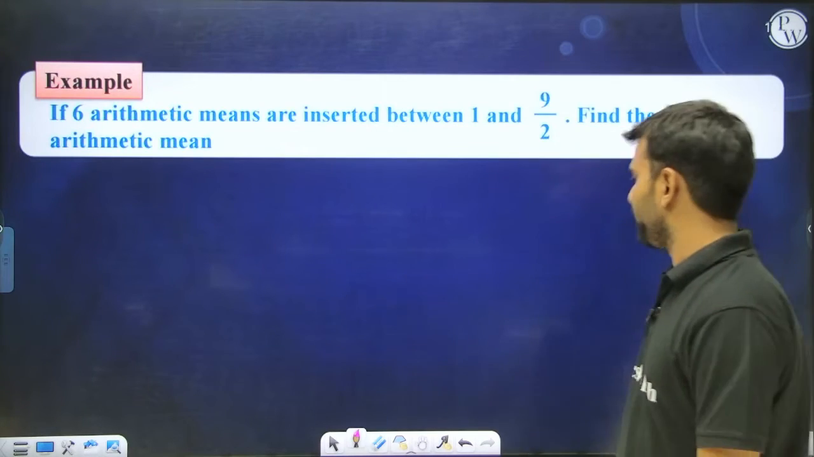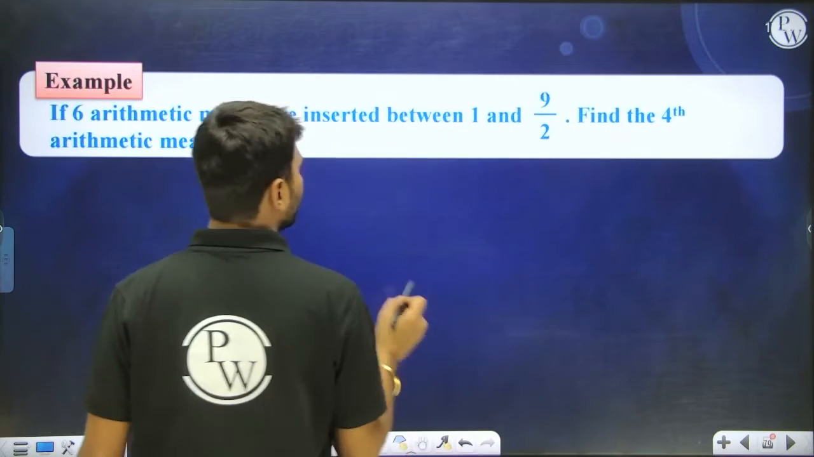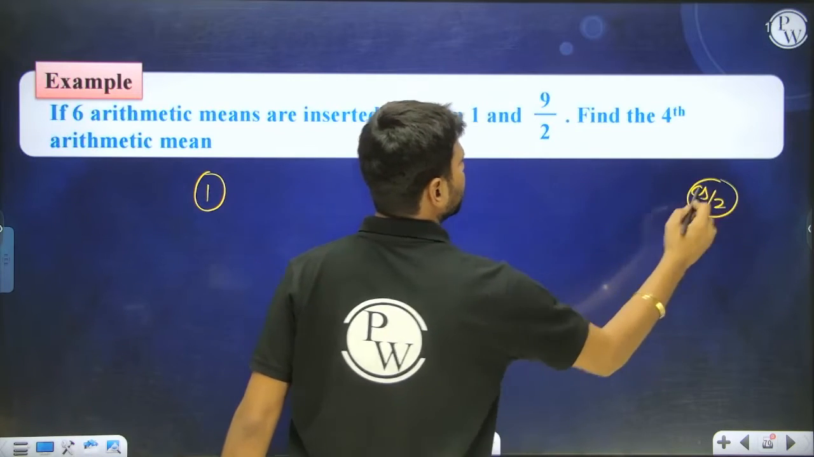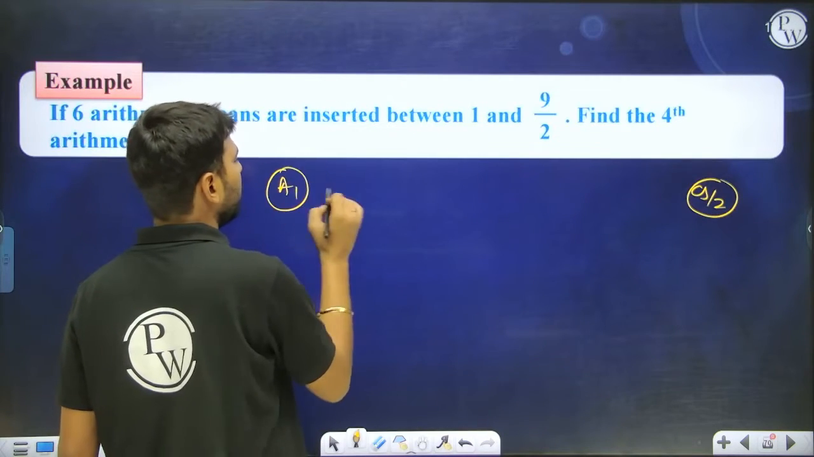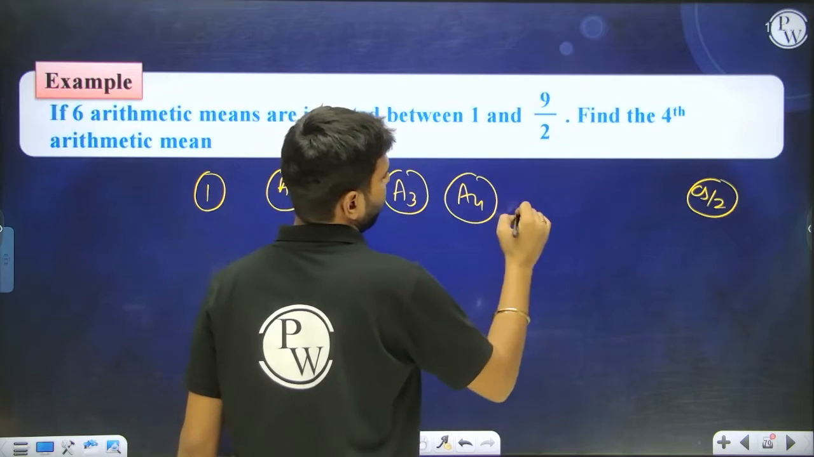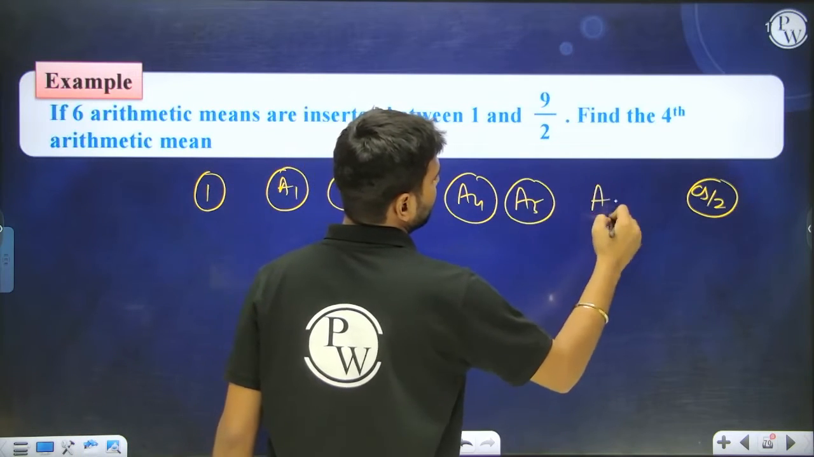Alright, if 6 arithmetic means are inserted between 1 and 9 by 2, find the fourth arithmetic mean. This is 1 and this is 9 by 2. We are inserting 6 arithmetic means in between. So A1, A2, A3, A4, A5 and A6. These are the 6 arithmetic means.